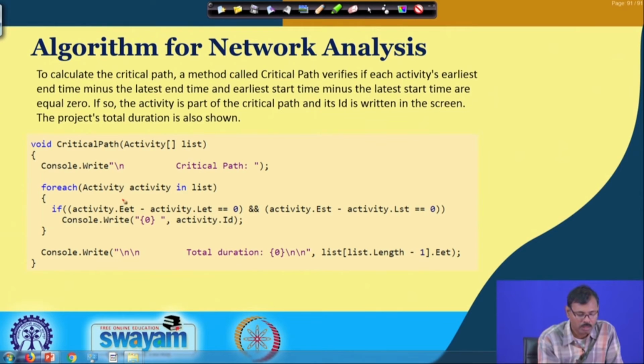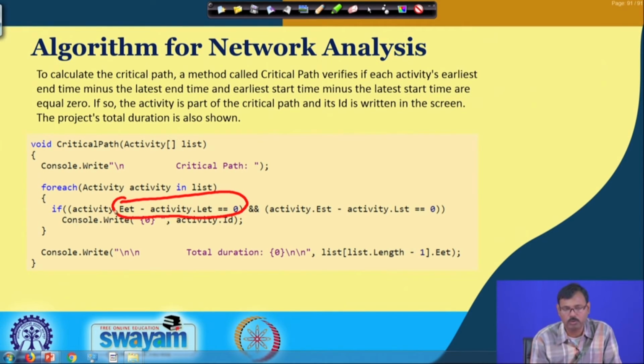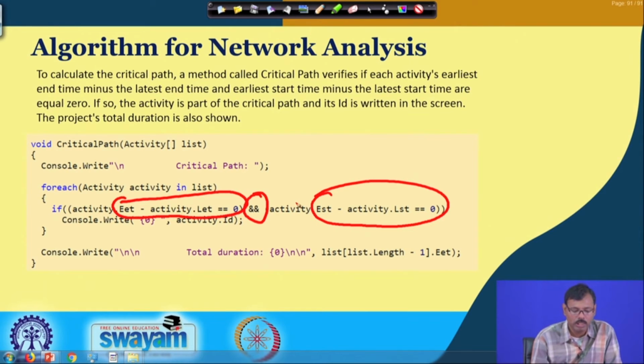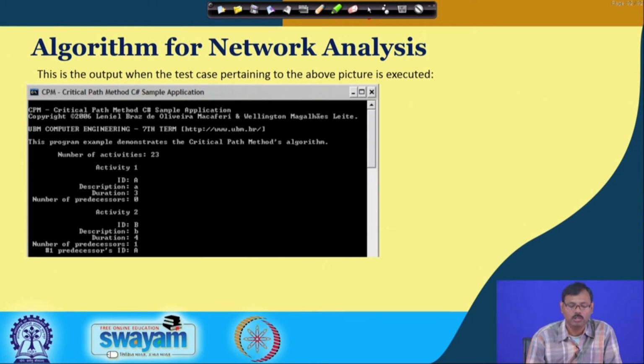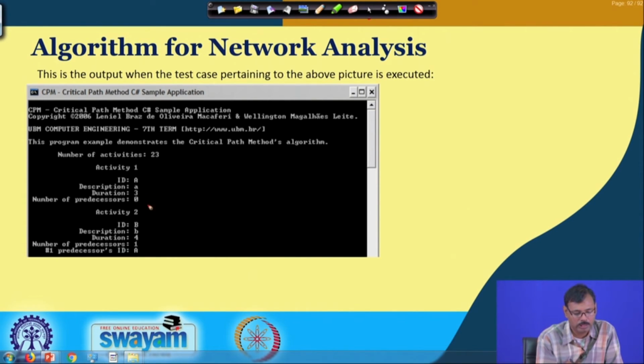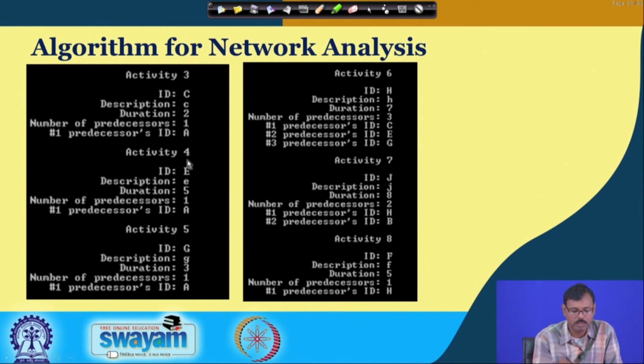And finally, the critical path is calculated with the consideration that the early ending time minus the late ending time must be equal to 0, and the early start time minus the late start time must be equal to 0, and that activity and its duration have to be memorized. In consideration of that, they have found the activities having 0 slack. For that, this is the output. You can see this is given for activity 1, activity 2, and for all the activities which have 0 slack are identified here.